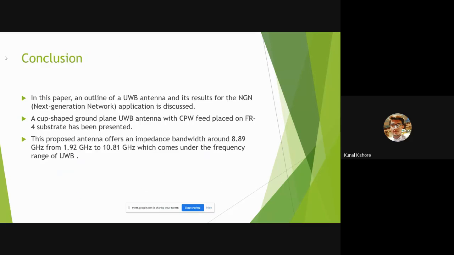Coming to the conclusion, in this paper we talk about the next generation network. For the next generation network, we are dealing with the ultra wideband antenna. We have prepared a cut-set ground plane ultra wide antenna with CPW feed placed on FR4 substrate, whose range comes out to be between 1.92 and 10.81 gigahertz, and the best bandwidth was around 8.89 gigahertz.